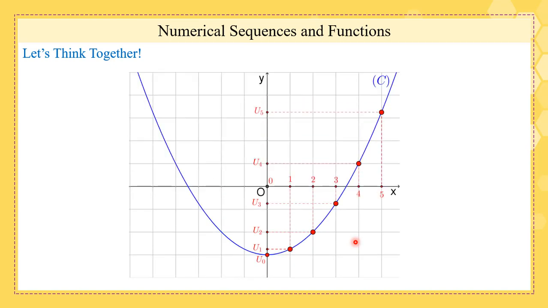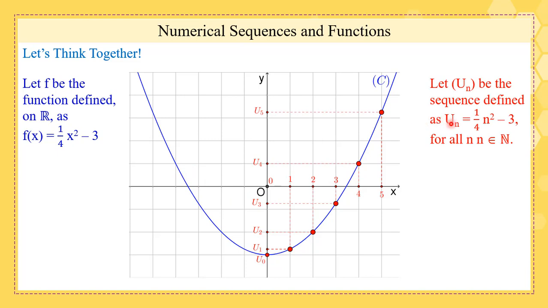Let's see. Now, the blue one is a function, the red one is the sequence. Now, the blue one is the representative curve of the function 1 over 4x squared minus 3. You see, we're going to have a continuous curve here. Whereas for the sequence, which is un, which is 1 over 4n squared minus 3, in fact, we're going to have only points, as you see. So the function is continuous, whereas the sequence is discrete. So we just have points.